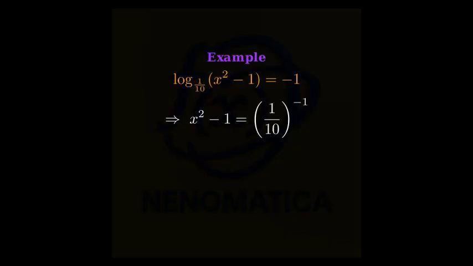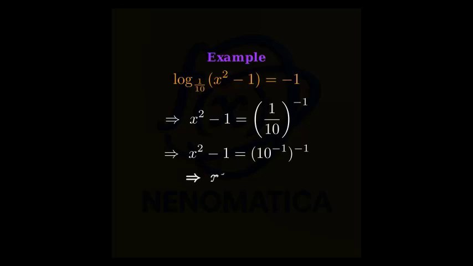Example. First problem. Log base 1/10 of (x squared minus 1) equals negative 1. Step 1. Convert from logarithmic to exponential form. The argument equals the base raised to the power on the right. Step 2. Rewrite 1 over 10 as 10 to the power negative 1. Step 3. Simplify the power of a power to get 10 to the first power, which is 10.